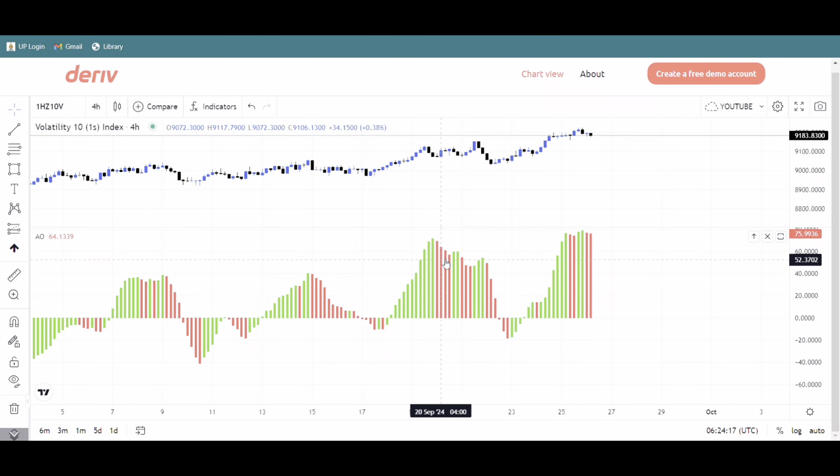Whereas the red bars indicate that the current value of the AO is lower than the previous value. This suggests that bearish momentum is increasing and the market could be weakening or turning or about to turn downwards. So green bar, increasing bullish momentum; red bar, increasing bearish momentum.